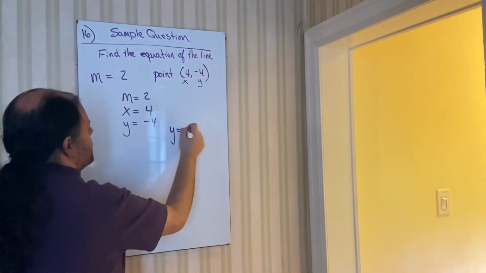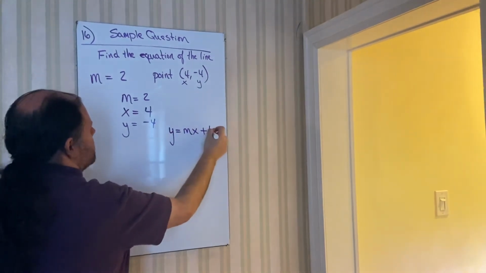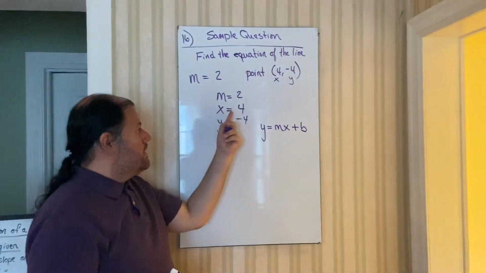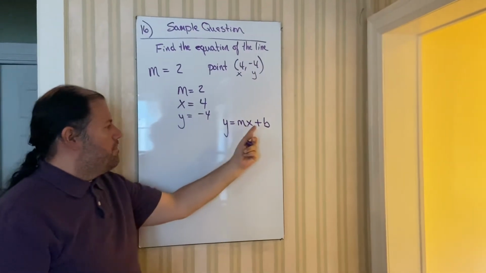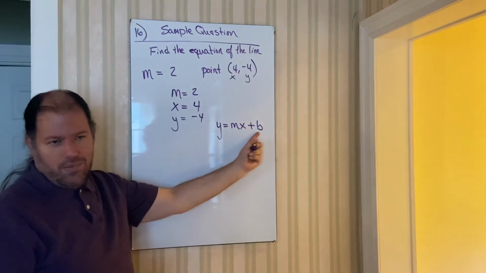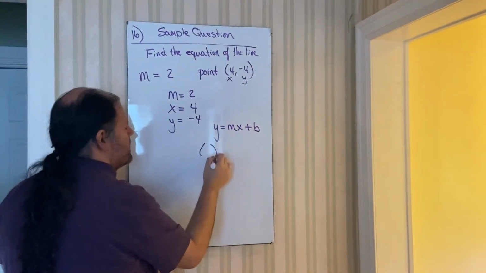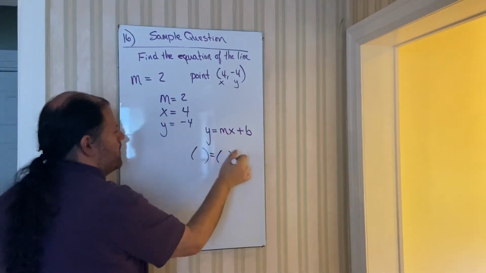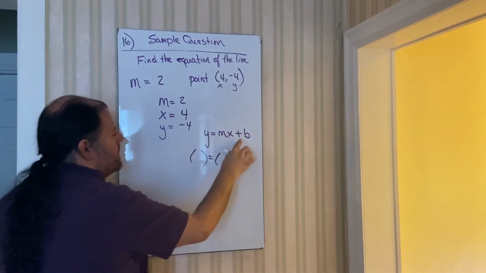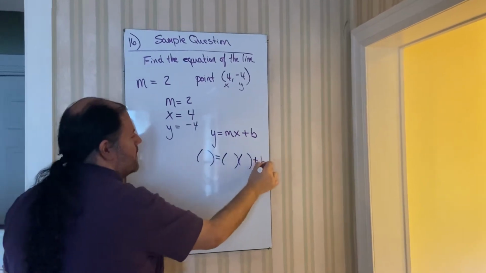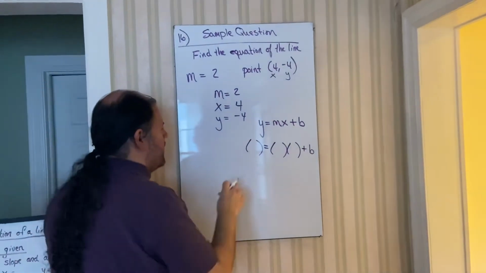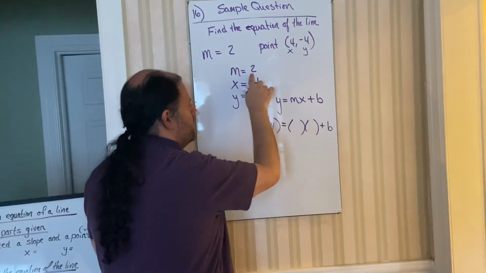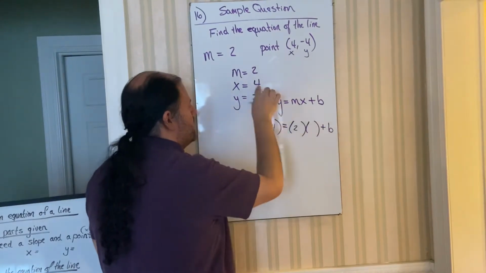Step two is remember your formula. Y equals mx plus b. Step three, we have to plug in each of these values in here, but keep b as a variable. So we use parentheses, because I'm going to plug in y, I'm going to plug in an m, I'm going to plug in an x, but I don't know what to plug in for b, because we don't have a y-intercept. Plug in y as negative 4, m as 2, x as positive 4.